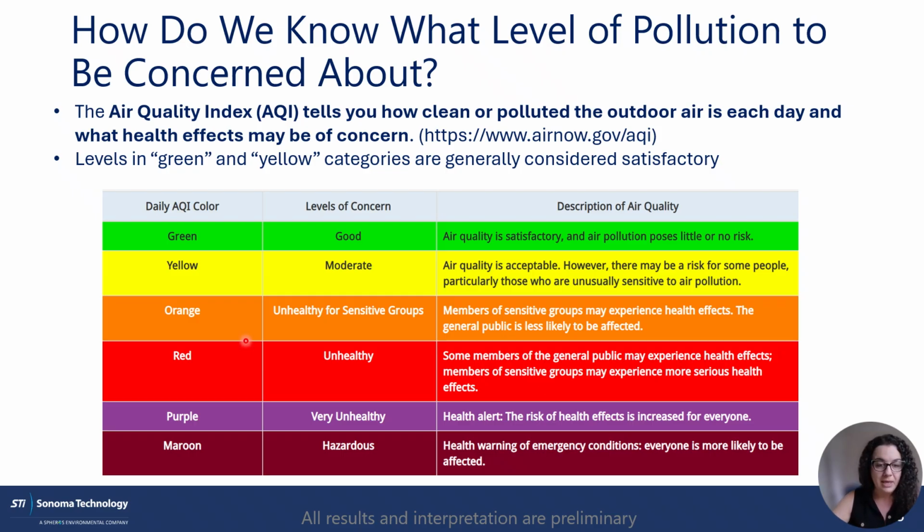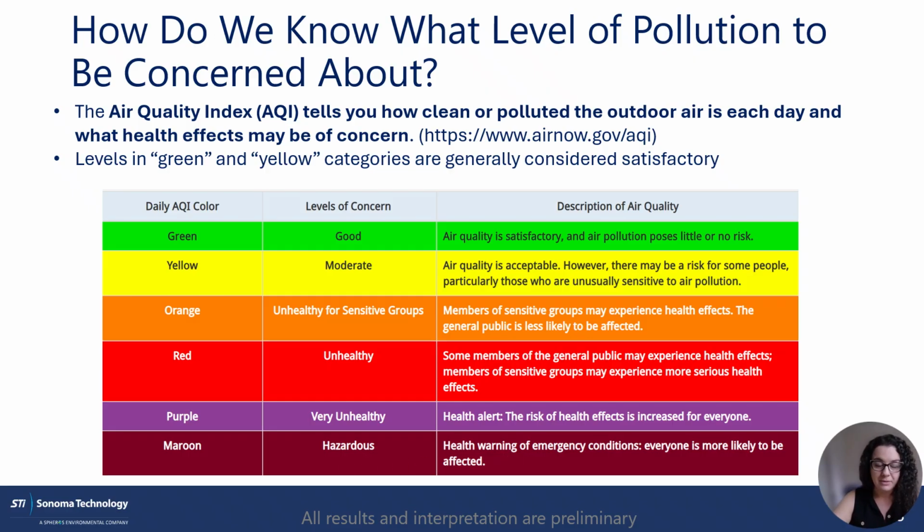And luckily, in the US, we typically don't end up in the red, purple, or maroon very often, except for when we're in wildfire or wildfire smoke events. So that's a good thing. But this is a very useful table to keep an eye on, and it's put out here by the US EPA. This is the website where you can find more information about it.